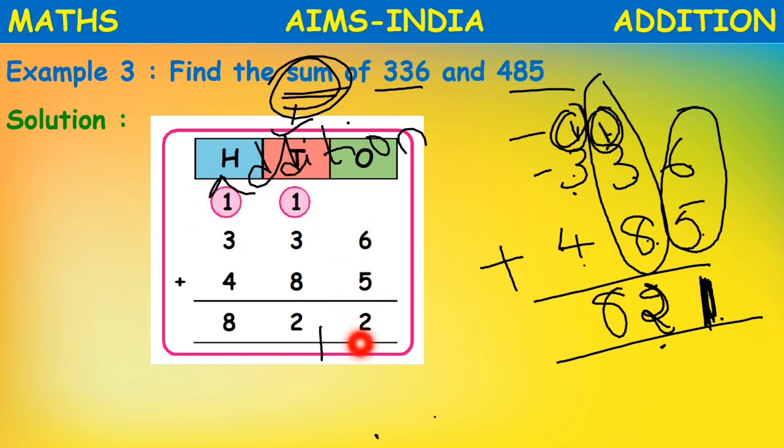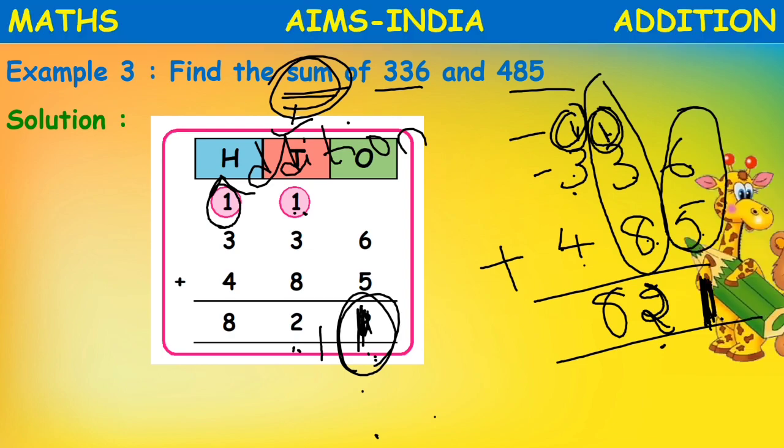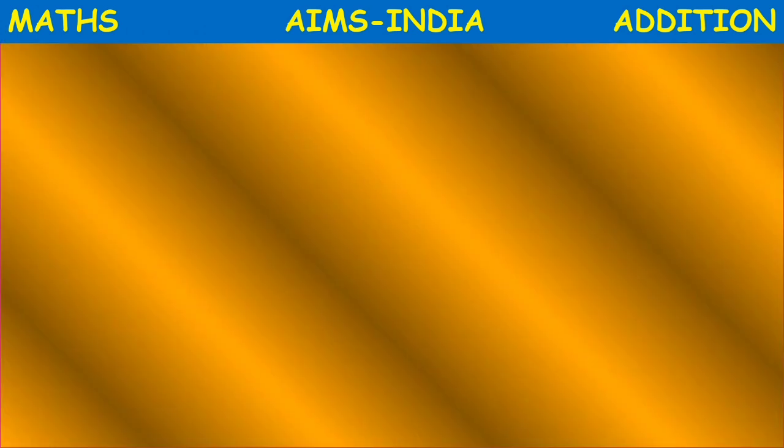Yes, we had 11 here. So we wrote 1 in the ones place and carried the digit in the tens place. In the same way, we got 12 here. We wrote the digit in the ones place here and we carried the digit in the tens place. Clear, children? This is how we add 3-digit numbers using carry.